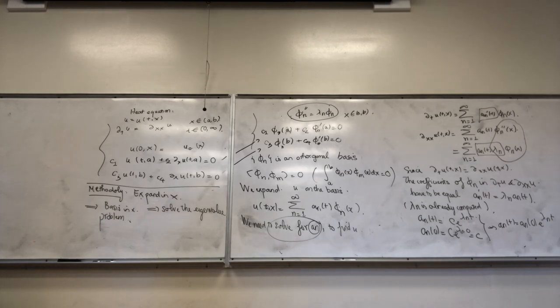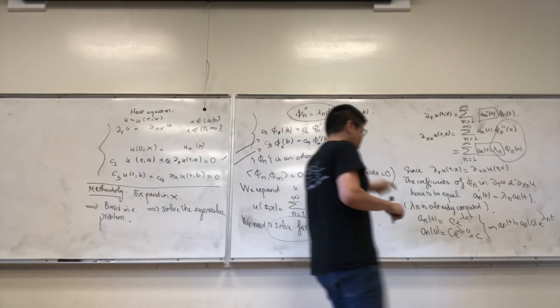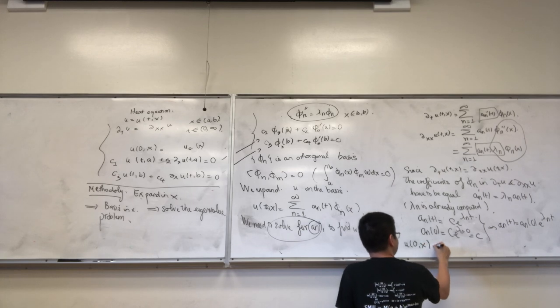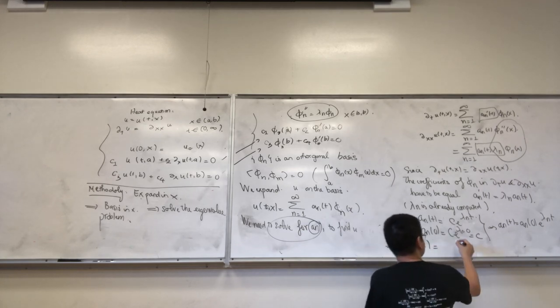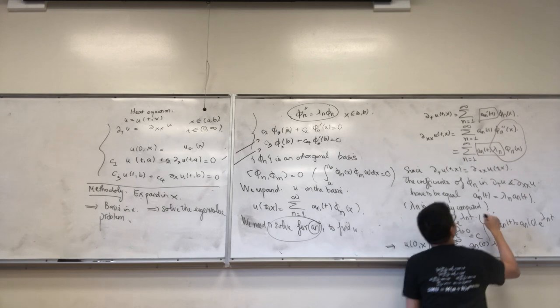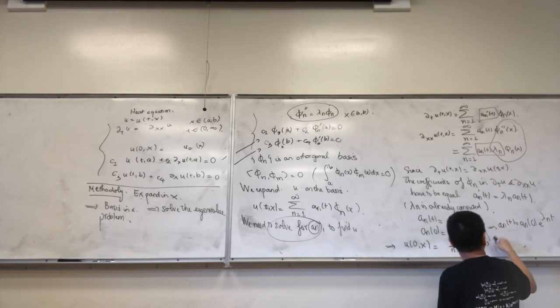Yes, can you send it back to paper, please? So now you have what? You have u_n(0, x) will be the sum when n is going from 1 to infinity of a_n(0) e^(λ_n · 0) phi_n(x), right?